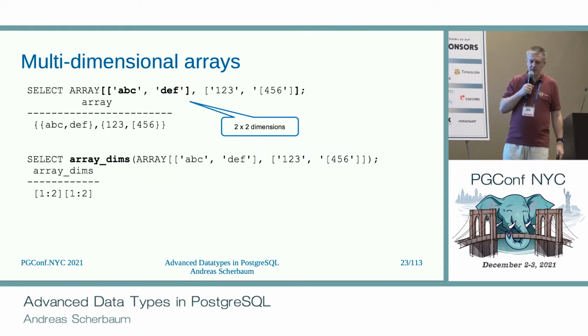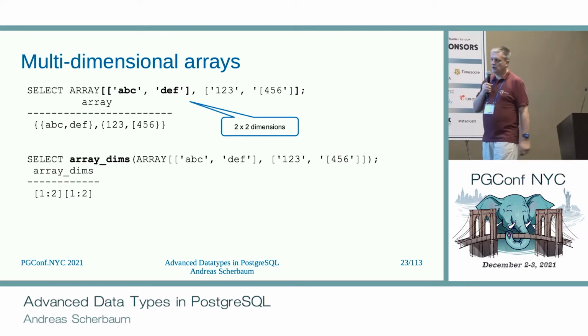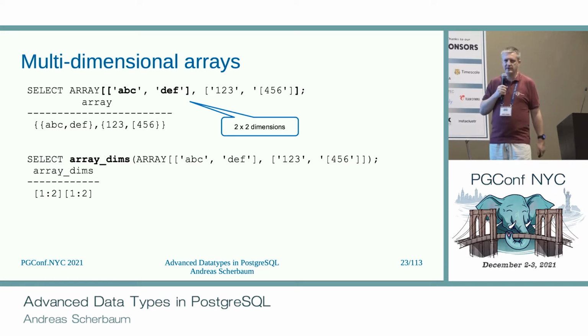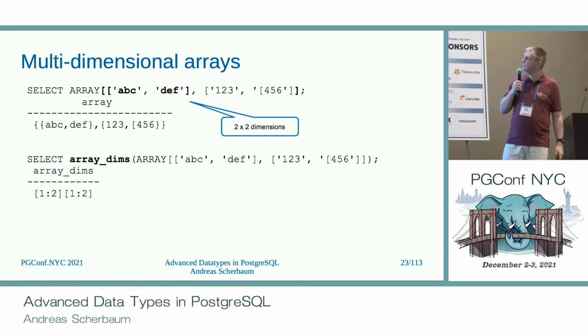I can have multidimensional arrays in any number of dimensions you want to have. Here I have 2 by 2 dimensions. You basically just stack and group them together, and then that's how it works. You can find out how many dimensions your data field has by using the array_dims operator. And it tells you, okay, this is my level of arrays I have in my field.